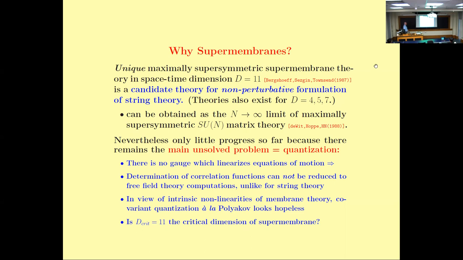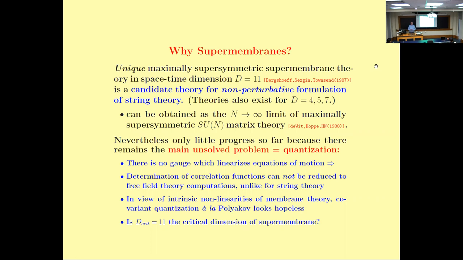Now, there's been very little progress so far, as I've said before, because the main problem remains as unsolved as ever, and the main unsolved problem is quantization of this. I mean, even finding classical solutions is not so easy, but this is the central problem. And this has to do with the fact that there's no gauge which linearizes the equations of motion. So no matter what you do, you're dealing with an interacting theory, which also means determination of correlation functions cannot be reduced to free field theory computations, unlike string theory. In string theory, essentially every calculation you do is a free field theory computation.